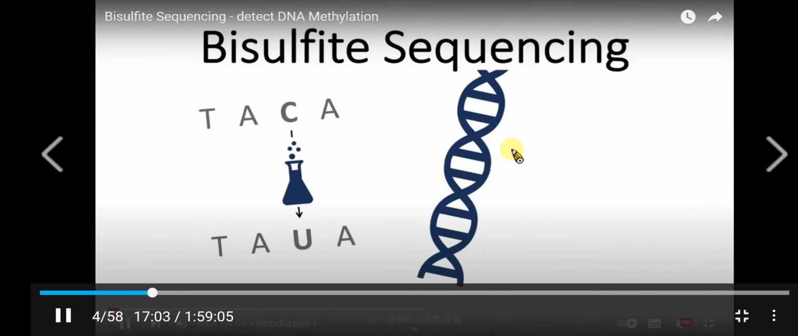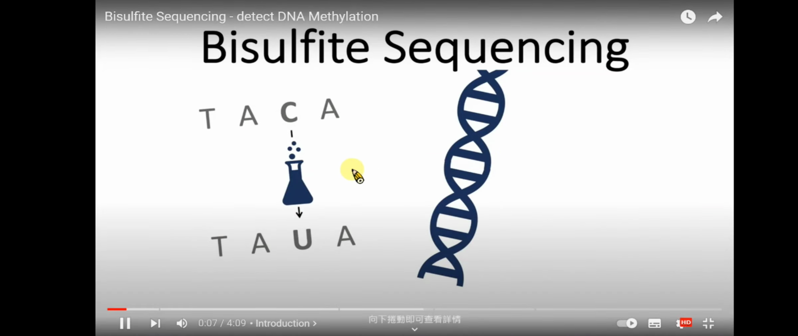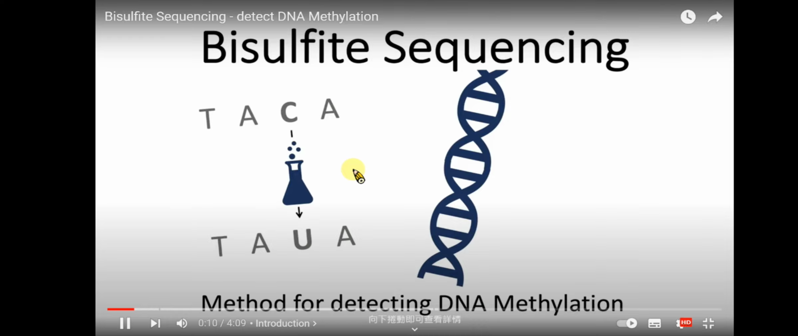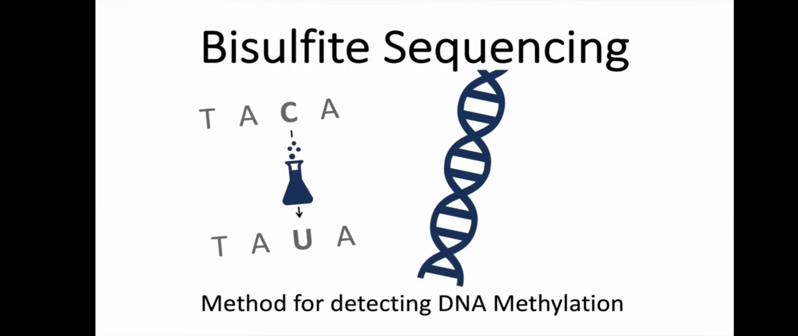About the bisulfite conversion, or we talk about bisulfite sequencing as well. Bisulfite sequencing is a method for the detection of DNA methylation. But before we talk about the bisulfite conversion, I would like to introduce epigenetics.